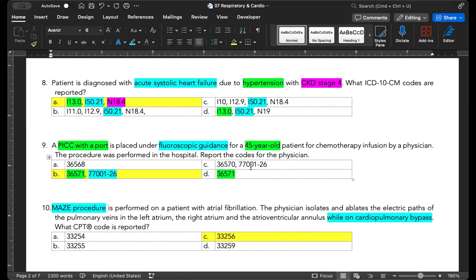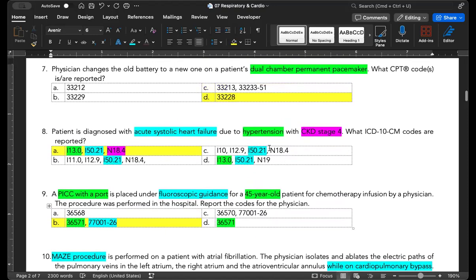On number 8, Tiffany, I had trouble looking up I13.0 in my alphabetic index. Can you walk me through that one? Yes, ma'am. Absolutely. So you would want to go to hypertension. Okay. So your main term is hypertension.